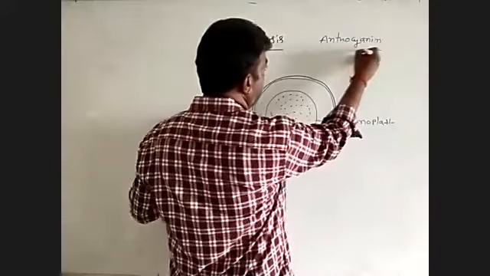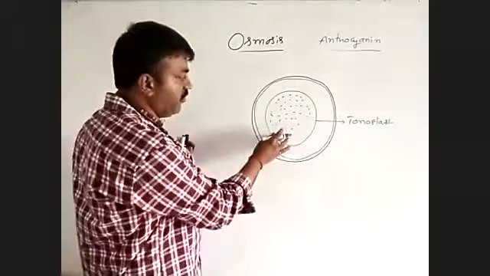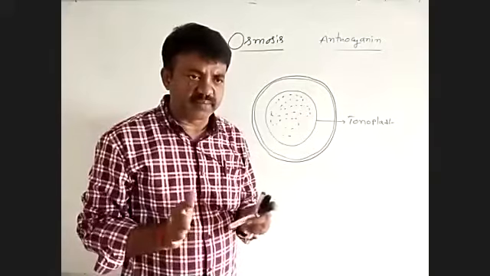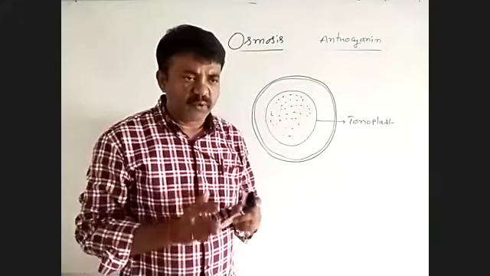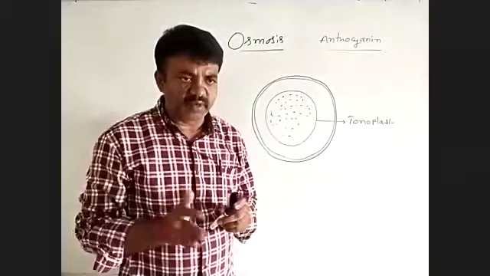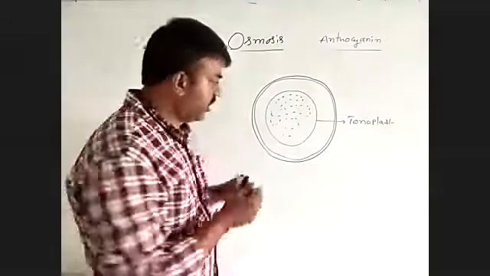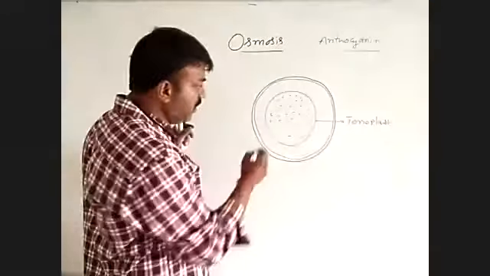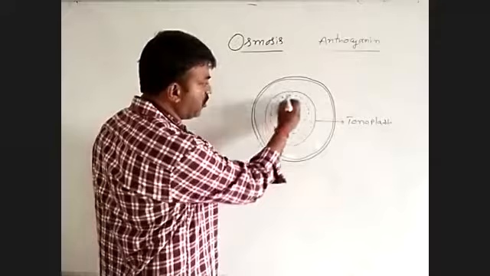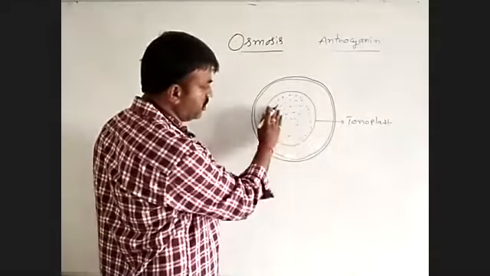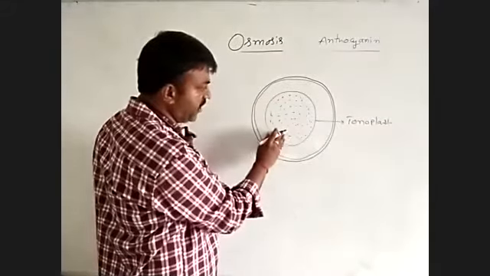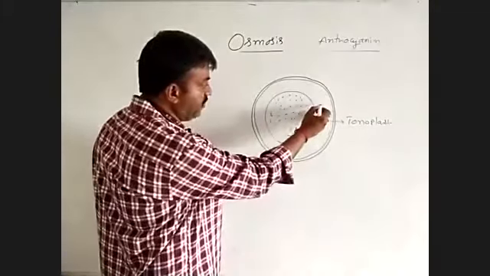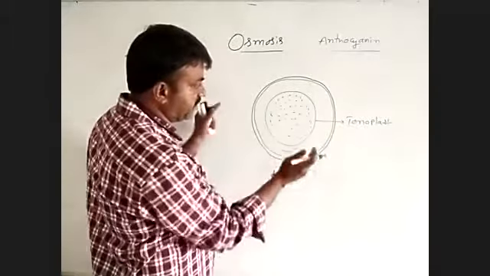Anthocyanin is the pigment present in the vacuole, along with ergastic substances, end products, and byproducts of various metabolic reactions. That is why the solute concentration in the vacuolar sap is high, and that is the reason water enters the vacuole. So the vacuole enlarges in size.